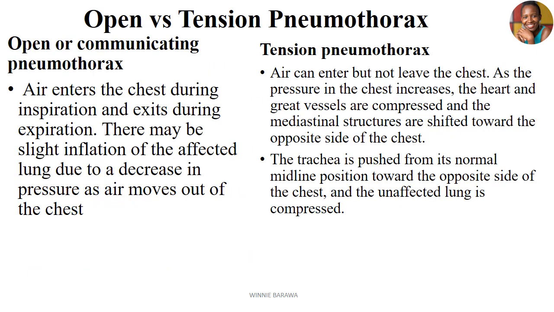So let's look at the difference. What is now the difference between the two? We're basically looking at open and tension pneumothorax because these are relating directly to the environment. In the open and tension pneumothorax differentiation, open pneumothorax is described as an aspect whereby air enters the chest during inspiration and the air is able to exit during expiration. So there can be some slight inflation of the affected lung due to the decrease of pressure as the air is moving out of the chest.